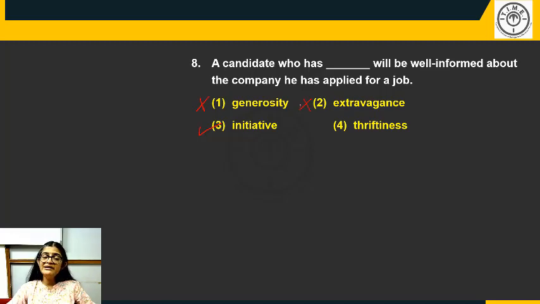Extravagance is spending money very lavishly. That also is not relevant here. Thriftiness is the opposite of extravagance. Thriftiness means not spending much, but this is about being well informed about the company. So none of the other options are relevant. The answer is 3.